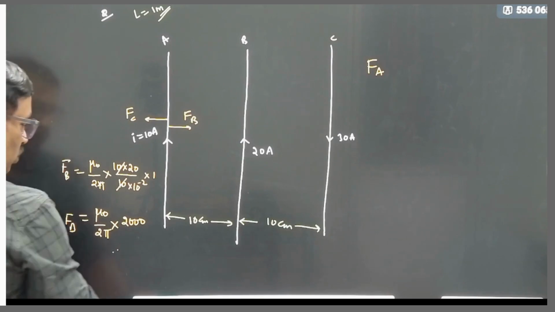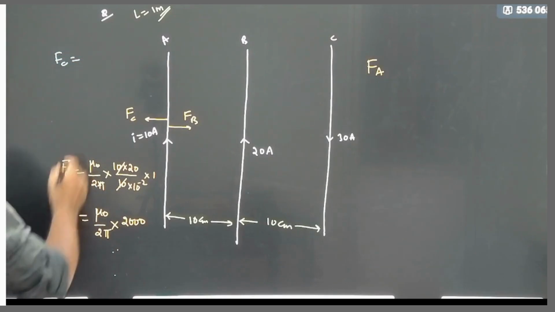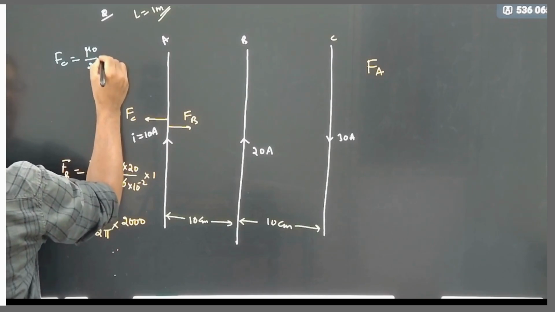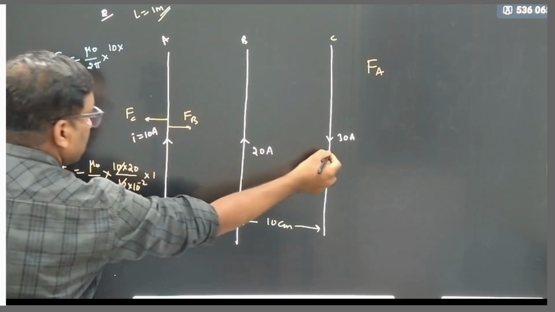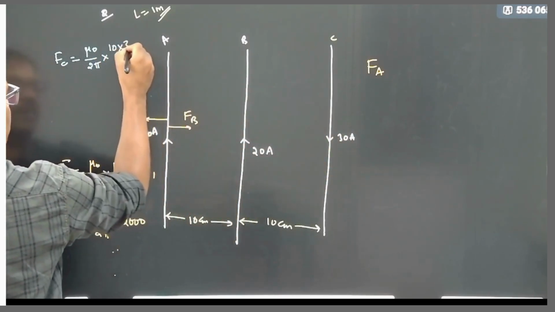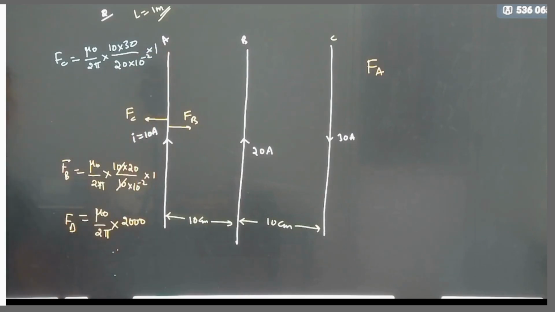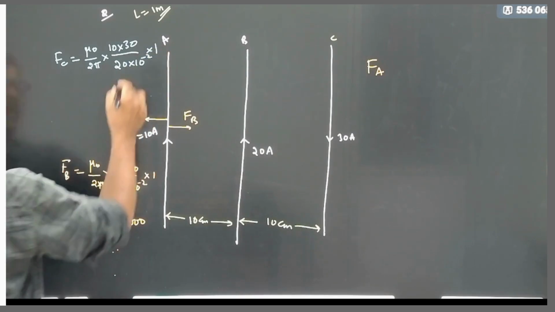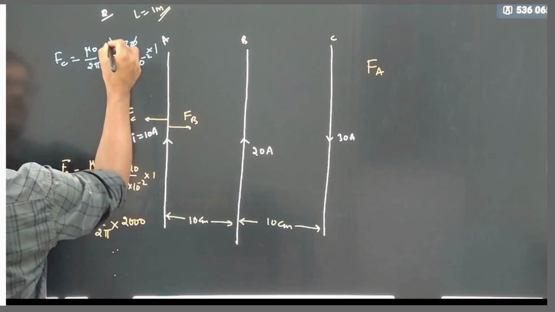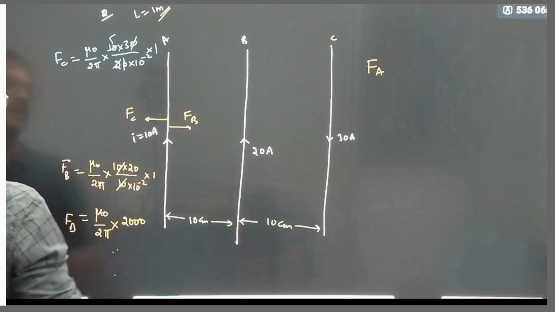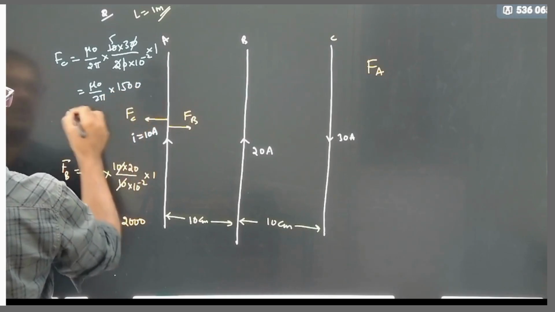Now let us see the force due to C. How much will it be? Again mu naught by 2 pi into the current due to this one, 10, into the other current, 30 ampere. The distance is 20 into 10 to the power of minus 2, into l. Clear? Here these two get cancelled out. Here 2 goes 5 times, so 5 into 3 is 15. So mu naught by 2 pi into 1500 is the force due to C.